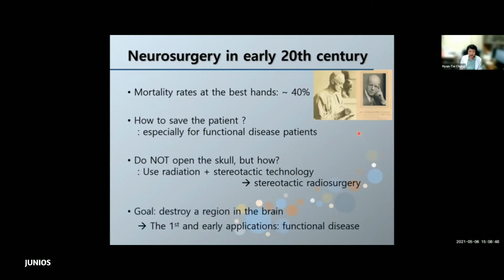Their goal was to destroy a lesion in the brain, not to treat a tumor at first. So the first and early applications of stereotactic radiosurgery were for functional disease patients.